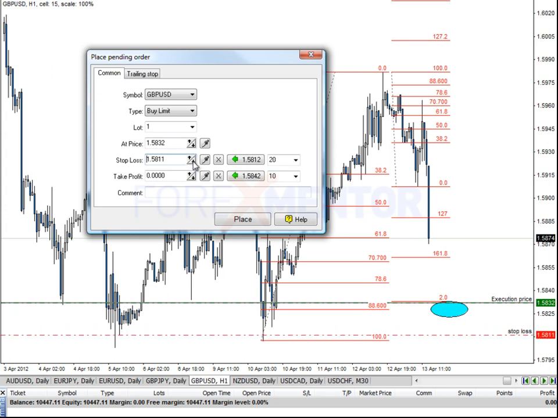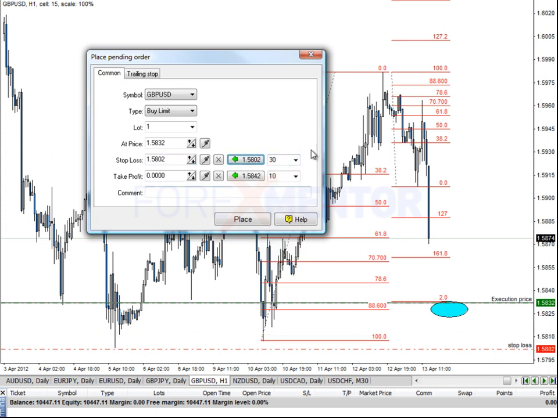Sorry, what's going on here? I just want to see. Let's try 30 pips. Okay, so we'll put the stop in around 30 pips, just below that low. If price breaks through that low, then I don't want to be in the trade in terms of the actual bat pattern. The bat pattern would have been taken out.